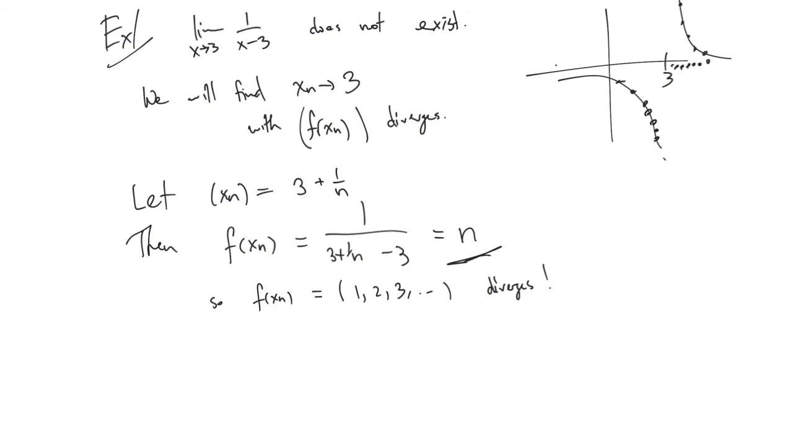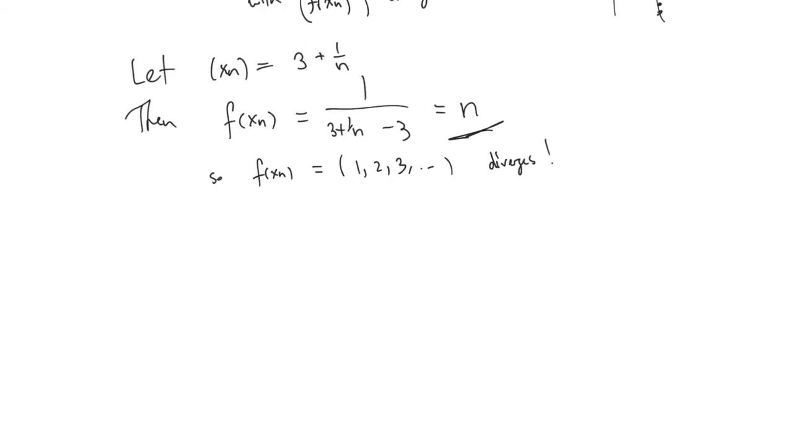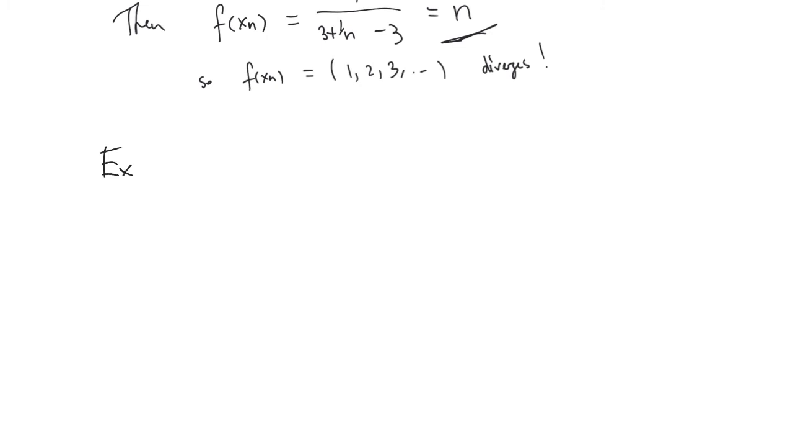Now, this one diverged because the values went up to infinity. We know it's possible to diverge because the values maybe oscillate between two different numbers. It doesn't have to be that they go out to infinity. Let's try one like this. Here's a very weird example of a function. One of my favorite functions.